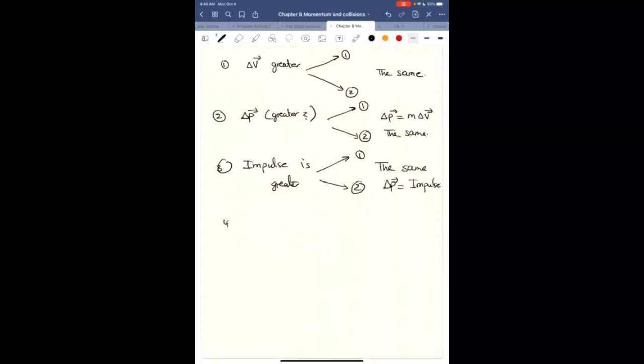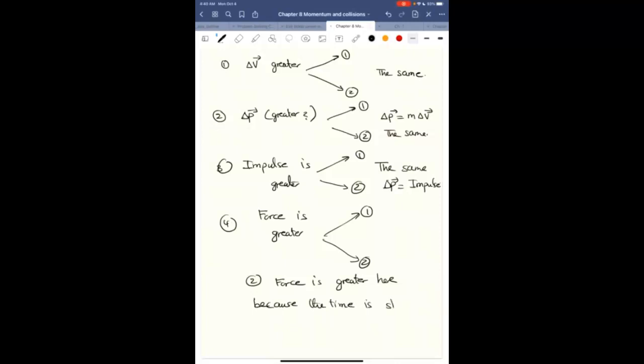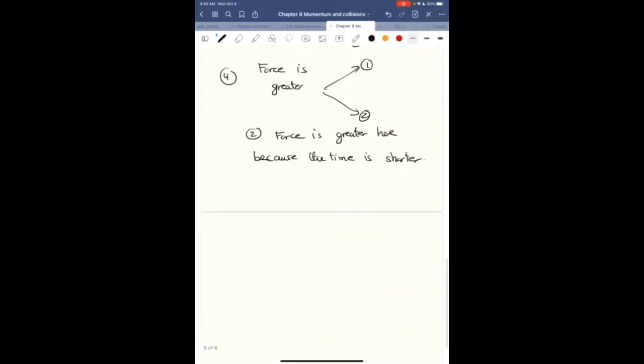Finally, I'm asking you, when is the force greater, 1 or 2? And of course 2, the force is greater here because the time is shorter. When I hit the cement wall, the time is going to be shorter. Now, also again, we can say this is F delta T equals F times delta T.